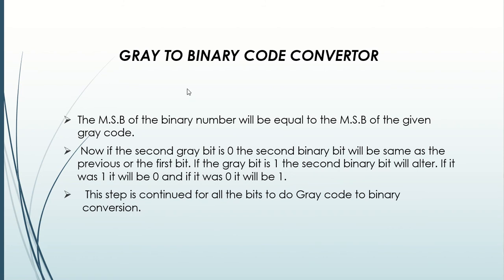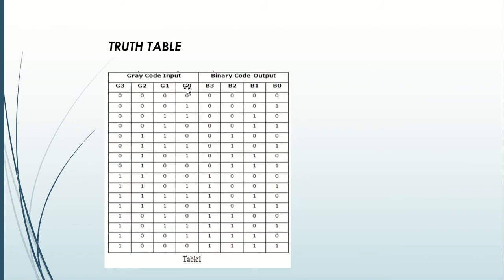This can be explained using the truth table. Now let's see the truth table. For example, here the most significant bit of the gray code is the same as the most significant bit of the binary code. For the second binary bit, if the gray bit is 0, put the previous bit, 1. Otherwise, here the gray bit is 1, so put 0. In this way, we are converting gray code to binary code.